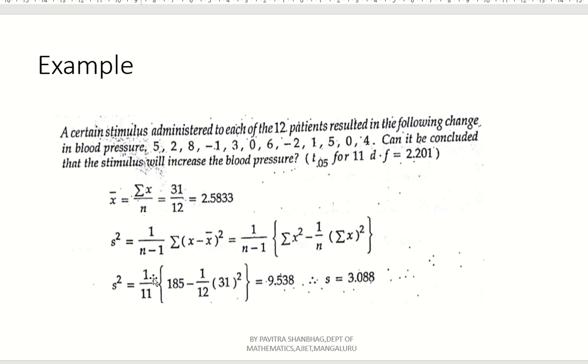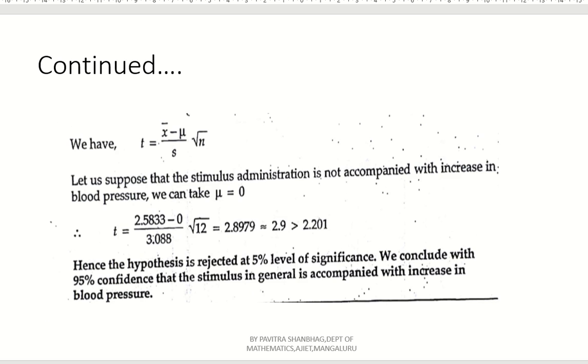So what will you get here? Finally 9.538, that is the s square value is 9.538. So what is the square root of this? s equal to 3.088. Now obtain the t value here. Since the mean is not given here, obviously we have to assume it as 0. Okay, so t equal to x bar minus mu by s into root n.